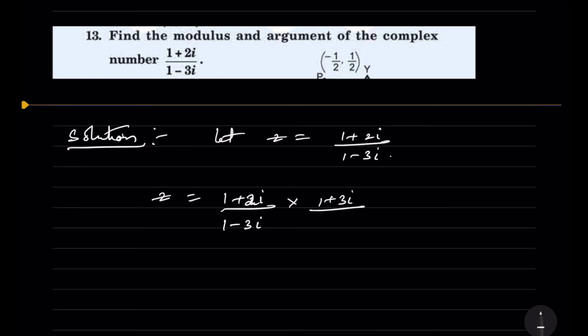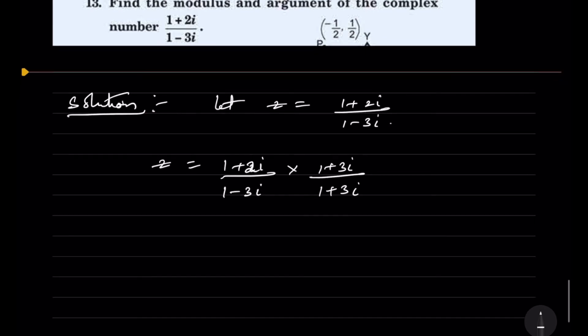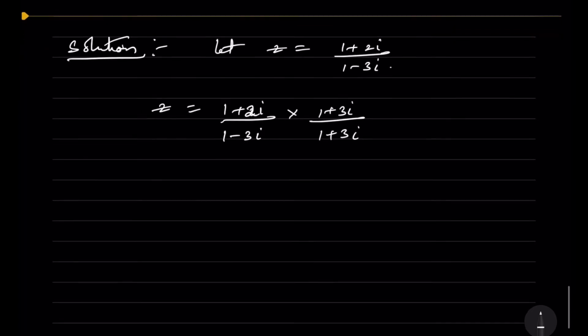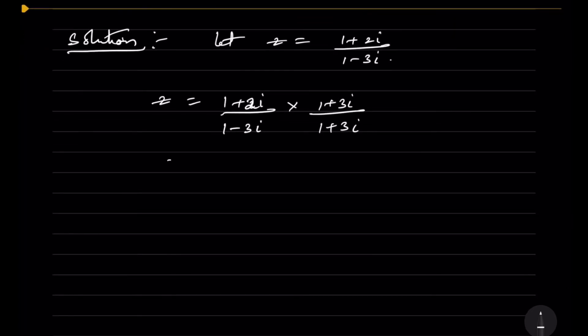So here when it is 1 minus 3i, it will become (1 plus 3i) by (1 plus 3i). It's not changing the value of this, so we are multiplying and dividing it by this. So z is equal to 1 plus 3i. If you are multiplying it, you will get 1 plus 3i plus 2i plus 6i square divided by 1 square minus (3i) whole square.